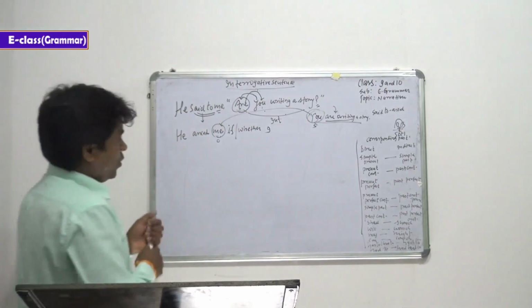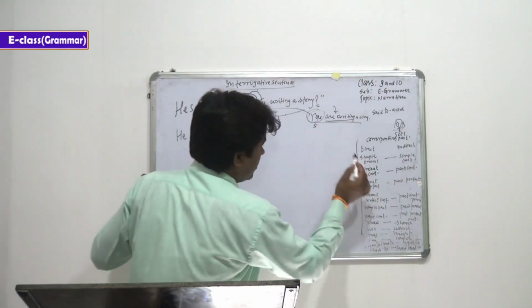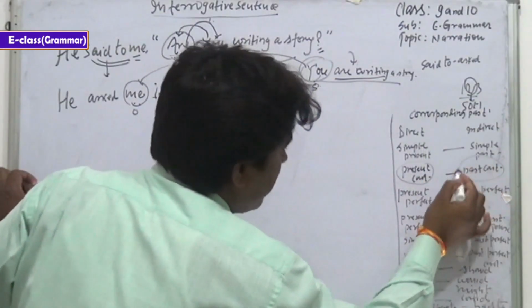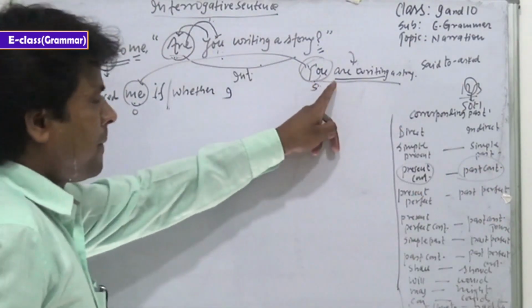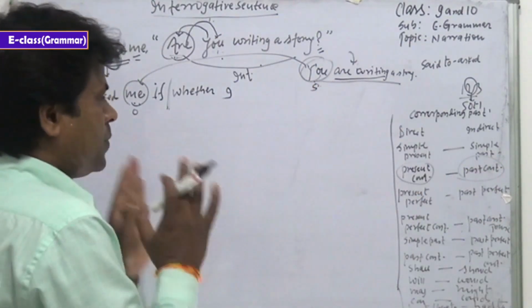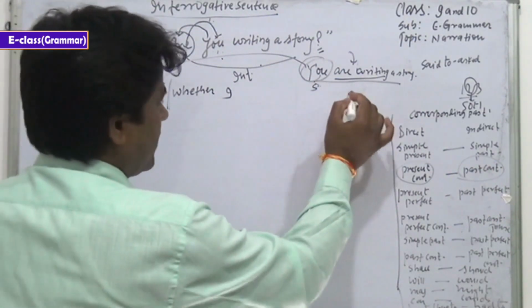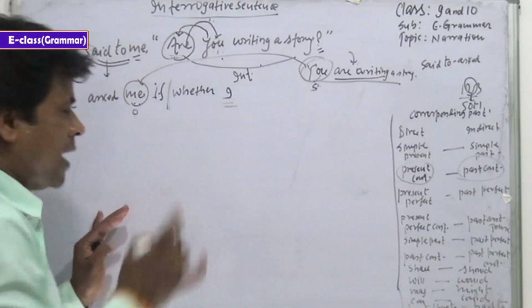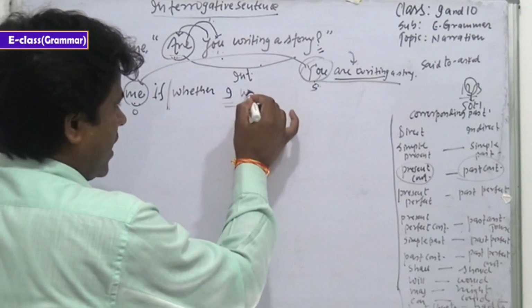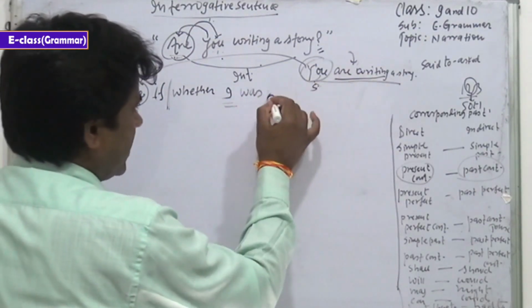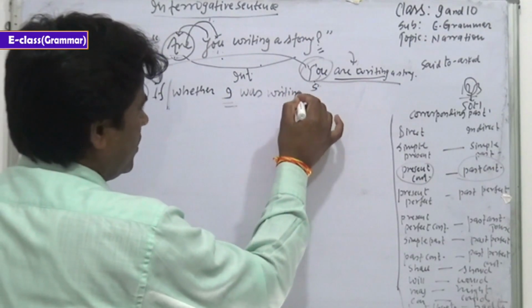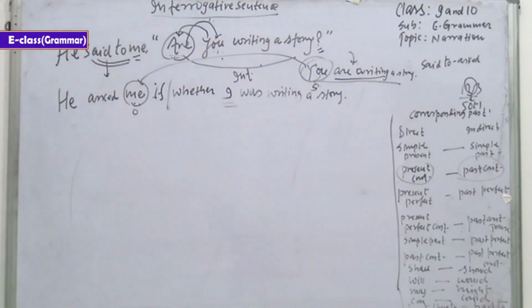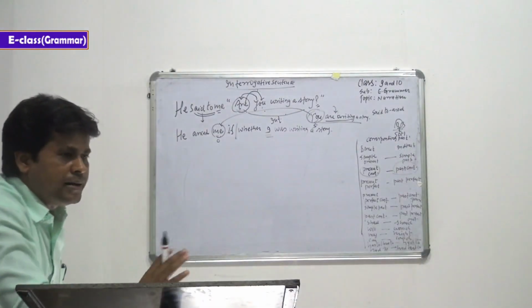Okay, now see. Which sentence is this? Now you are writing a story. Which tense is this? Present continuous. It is changed into past continuous. So, what is the structure of past continuous? Subject plus was, were plus verb plus ing. So, what will you write with I? Was. I takes singular. I was writing. Now copy this all, a story. Yes. This is how you will change the interrogative into indirect.